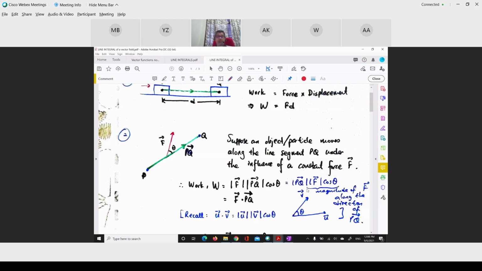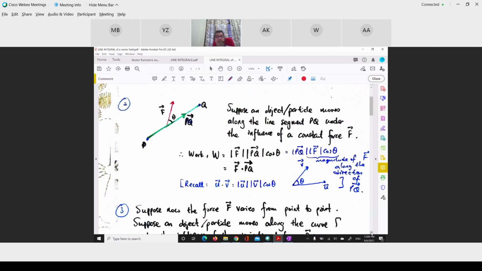Why? Because we can think of the modulus of F times cos theta as the magnitude of F along the direction of PQ. So the work done is the magnitude of F along the direction of PQ times the distance PQ. This can also be represented as a dot product of the force vector F with the displacement vector PQ. Recall that for two vectors u and v, u dot v is the same as the modulus of u times the modulus of v times cos theta.